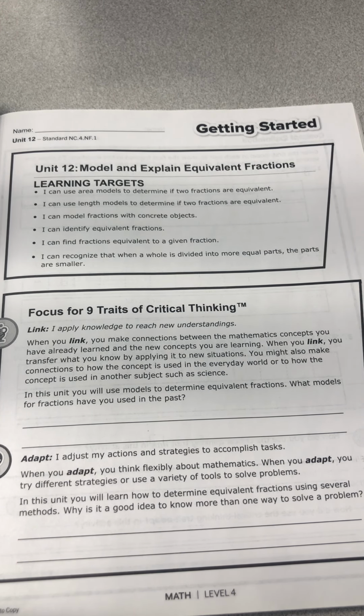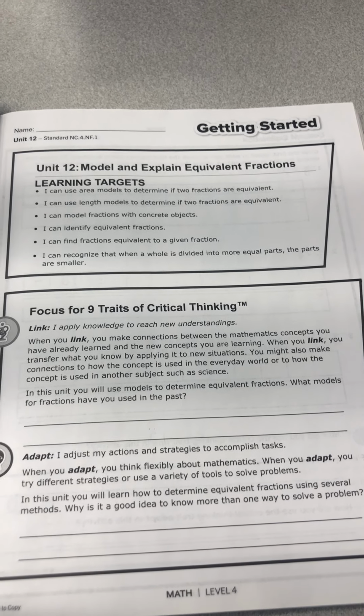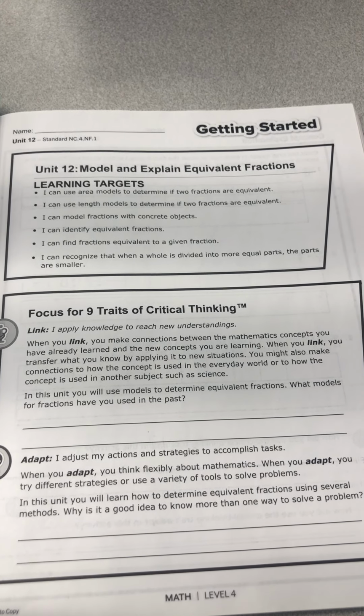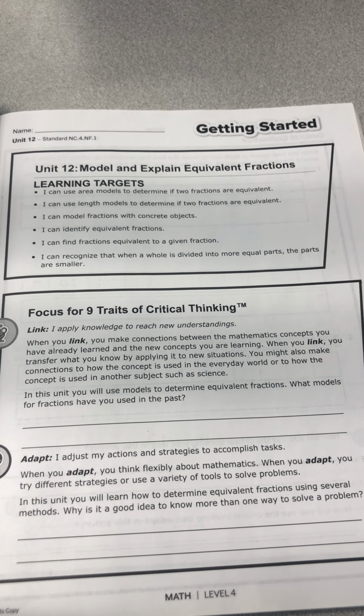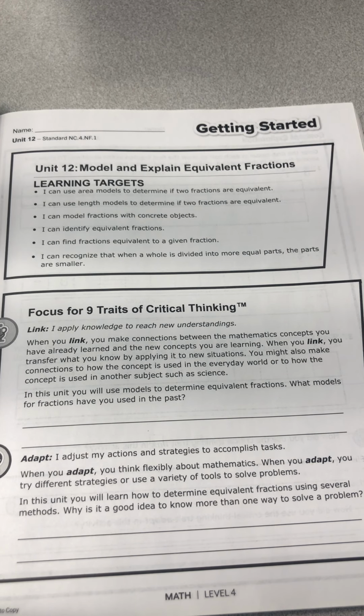And then the second trait, adapt. I adjust my actions and strategies to accomplish tasks. When you adapt, you think flexibly about mathematics. When you adapt, you try different strategies or use a variety of tools to solve problems. In this unit, you will learn how to determine equivalent fractions using several methods. Why is it a good idea to know more than one way to solve a problem?